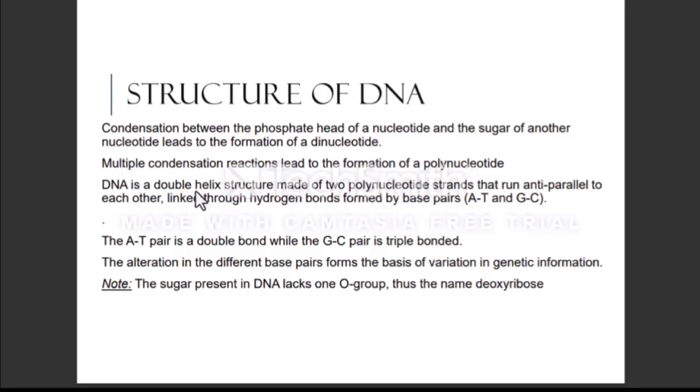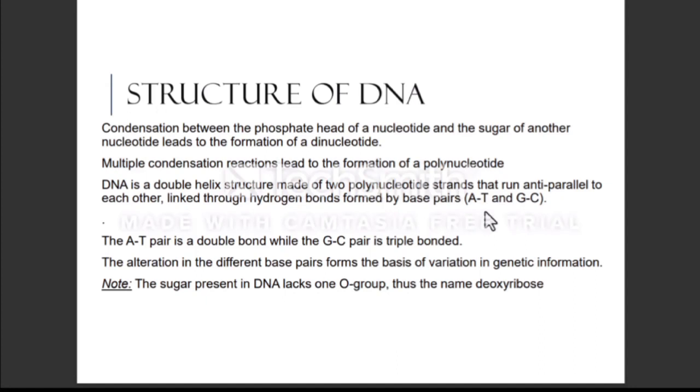So DNA is a double helix structure that is made up of two polynucleotide strands that run anti-parallel to each other. They are linked through hydrogen bonds that are formed between the base pairs. It is important you know that adenine pairs with thymine and uracil. In DNA you always see adenine paired with thymine. In RNA, thymine is replaced by uracil, but they don't pair in the same way, since you should know that RNA is single-stranded.